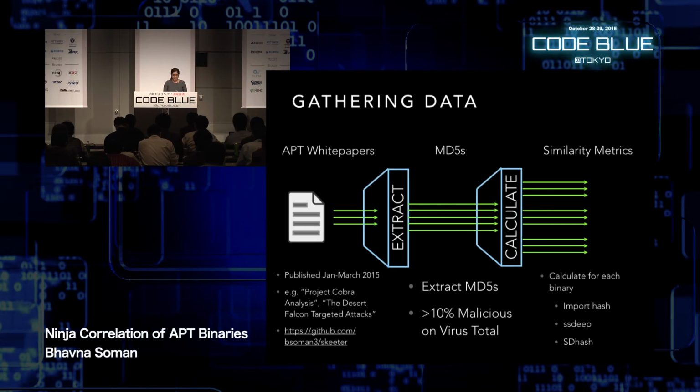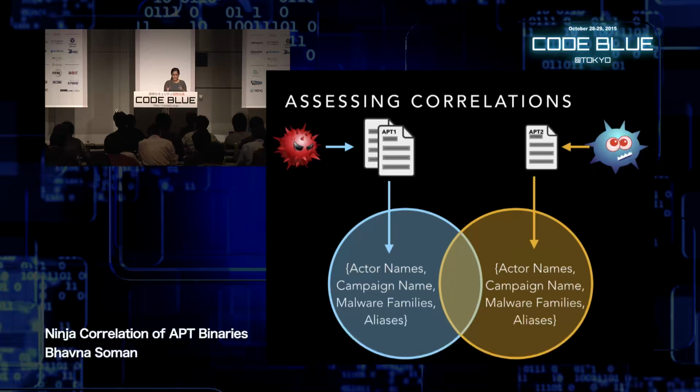Here's what we did. Each hash was extracted from 1 or more white papers, and each white paper talks about a malicious actor, malware families, campaigns, aliases, etc. So we manually analyzed this data from white papers and created a dictionary out of them. If the correlated binaries shared an actor, a campaign, or malware family, the correlation was judged as true.